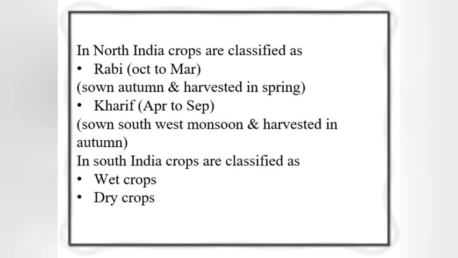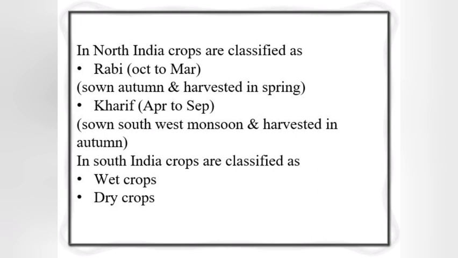Usually in North India, crops are classified as Rabi and Kharif. The Rabi crops are sown during the autumn season and harvested in spring. And the Kharif crops are sown at the beginning of the southwest monsoon and are harvested in autumn. This is why the Rabi crops are also called winter crops and Kharif crops are called summer crops.